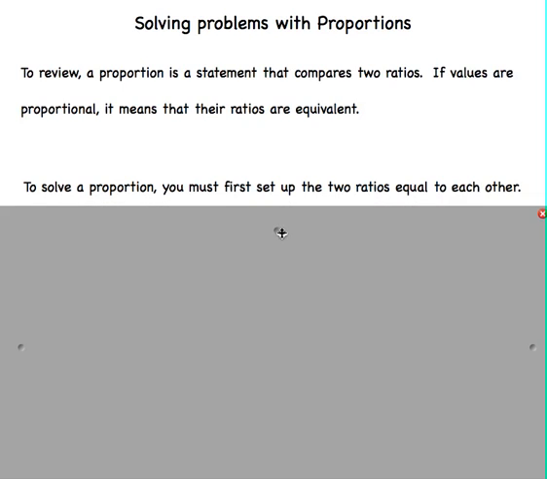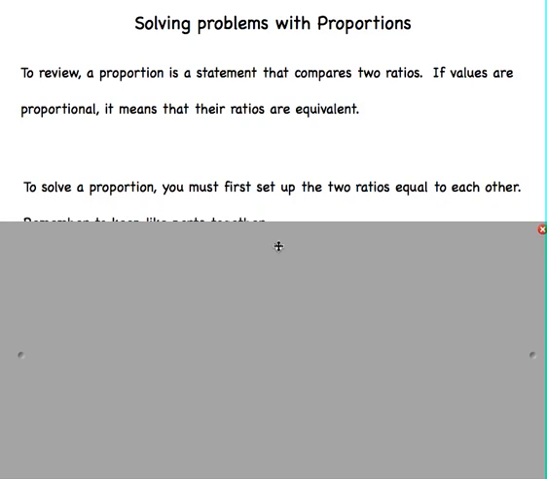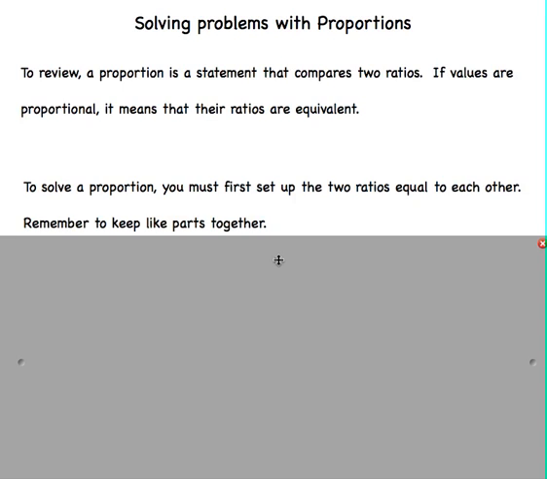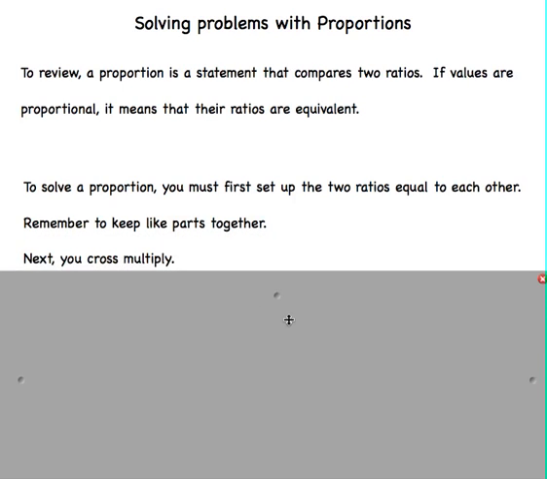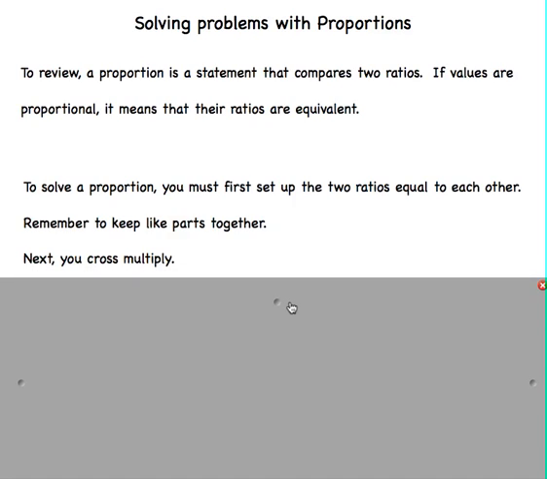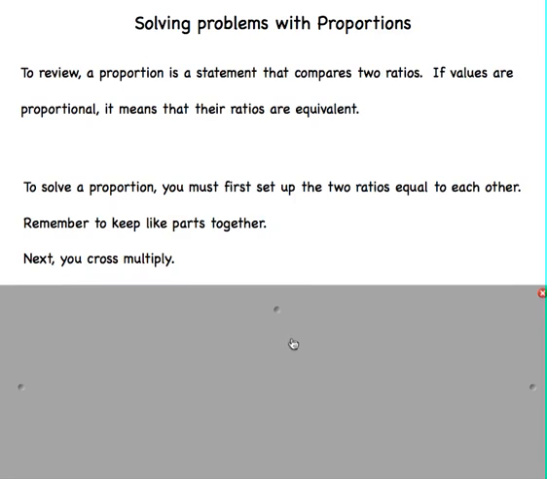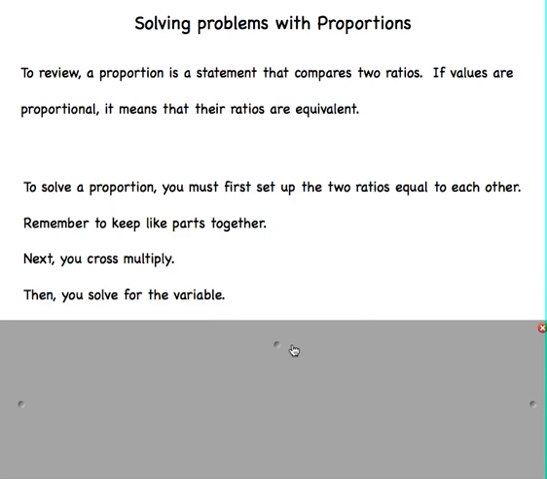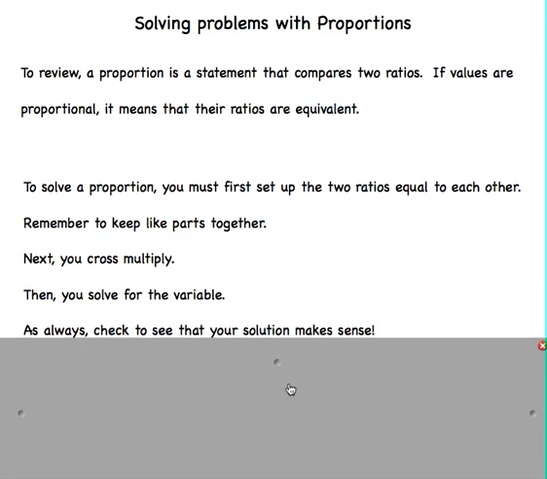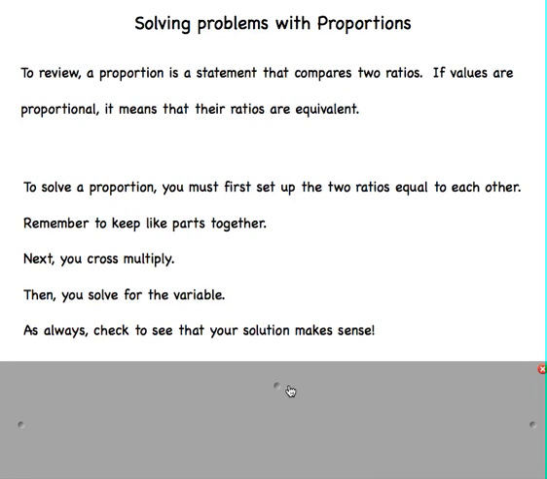So to solve a proportion, you must first set up the two ratios equal to each other, remembering to keep the like parts together. Next, you must cross multiply the numerator of the first one times the denominator of the second one, and the denominator of the first one times the numerator of the second. Then you need to solve for the variable. And as always, you need to check to make sure that your solution makes sense.